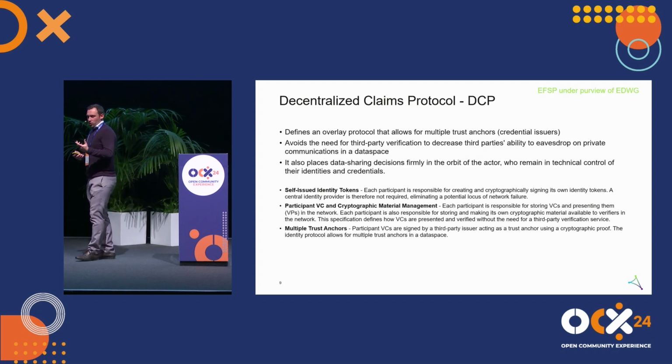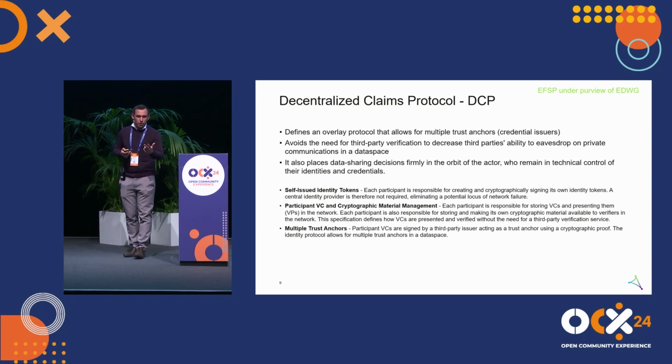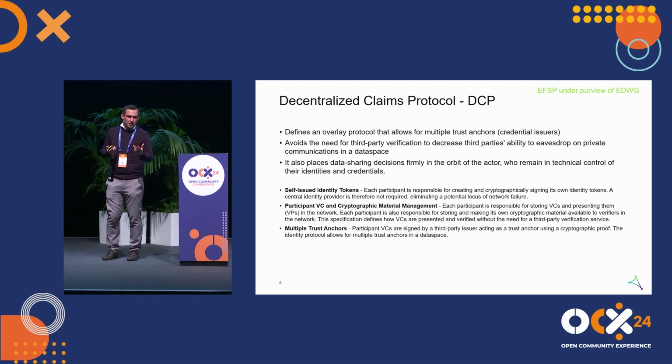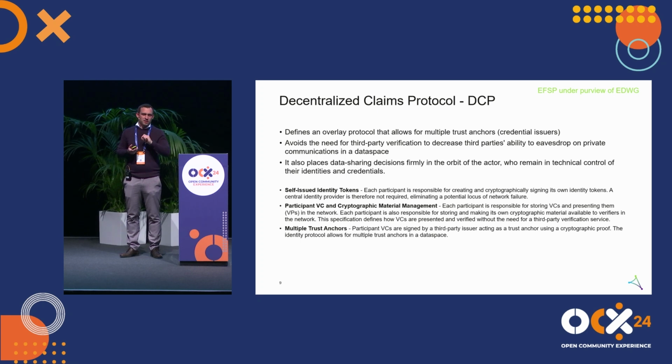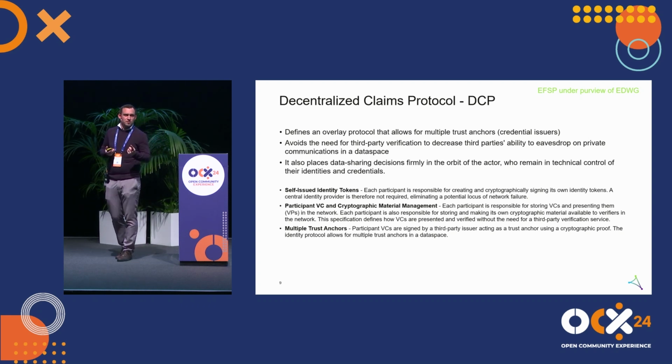Besides the dataspace protocols, so cataloging, the negotiation and the transfer, we need to manage identities within a dataspace, because for building trust, having these claims, having these identities managed is also one of the key aspects. The Decentralized Claims Protocol is aiming at that. It is also a specification project under the umbrella of the Eclipse Dataspace Working Group. And it deals with two main parts. It is about the issuance of claims.